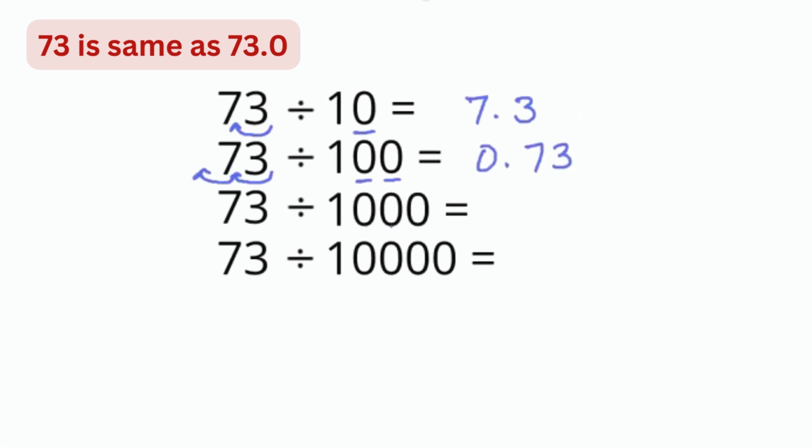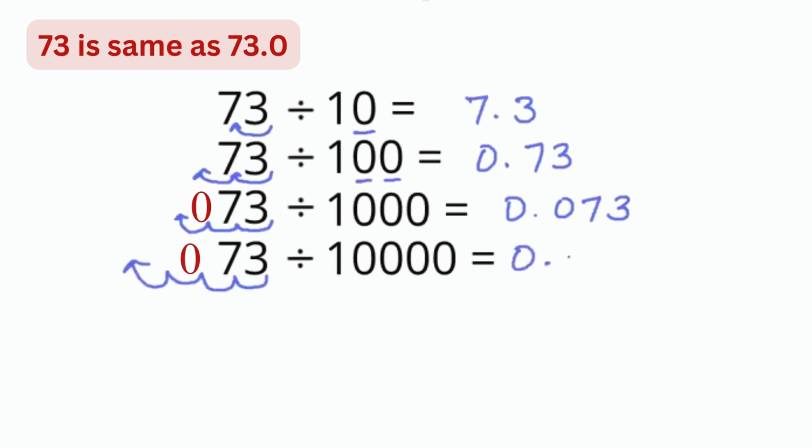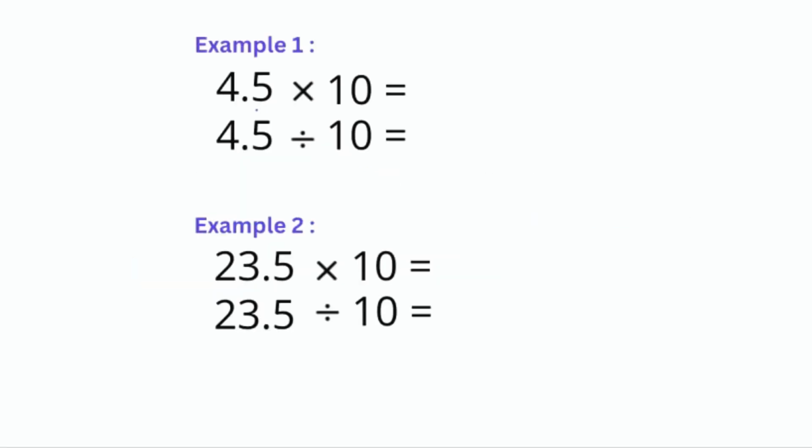For 3 zeros, we move the decimal point 3 places to the left. When we move the decimal to the left, if there are empty places, we add 0 to those places. For 4 zeros, we move the decimal point 4 places to the left. As a recap, in these two examples, we see that when we multiply, we move the decimal point to the right, and when we divide, we move the decimal point to the left.